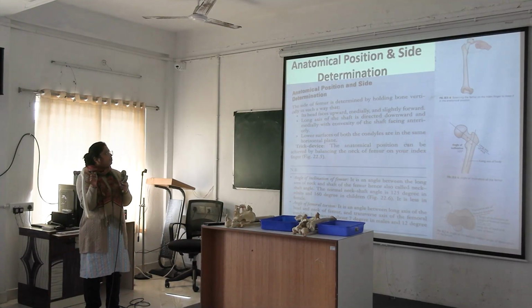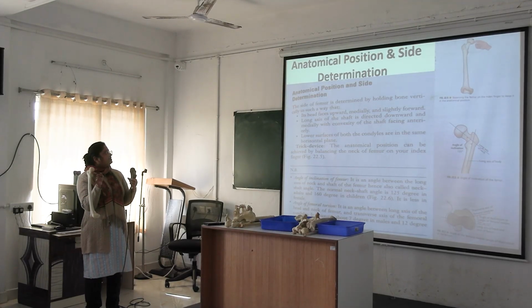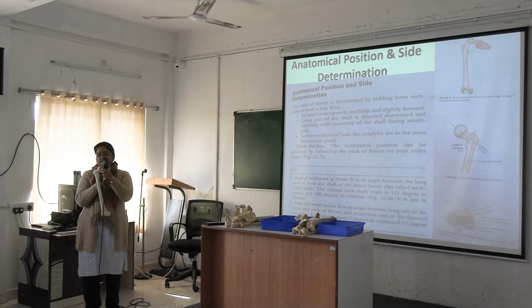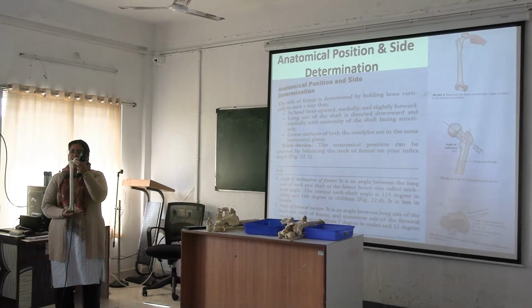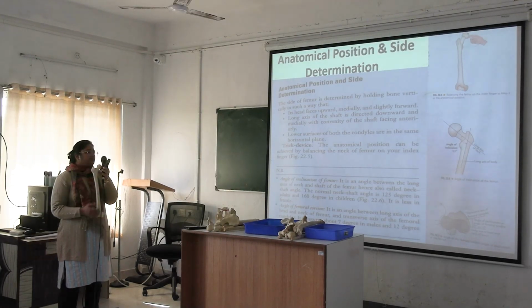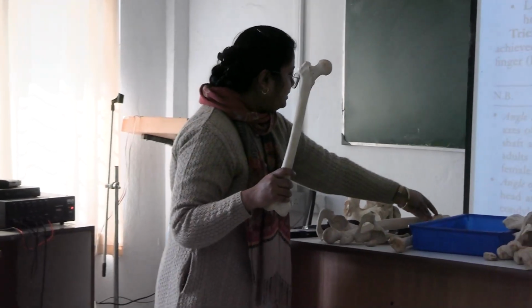The long axis of the shaft is directed downward and medially, and the convexity of the shaft is placed anteriorly. The lower surfaces of both the condyles are in the same horizontal plane. So these are the articulation and anatomical positions.